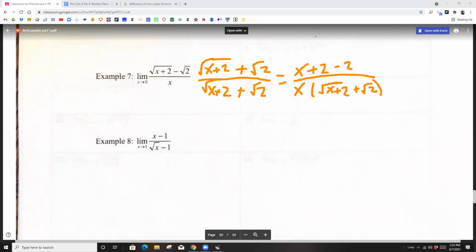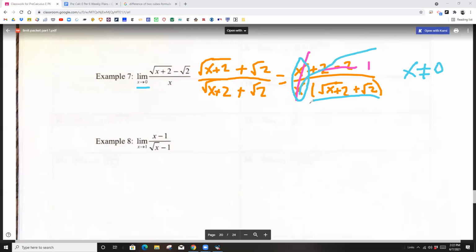All right, and then look what happens. We found the hole by rewriting it this way, because these 2's will cancel out, these x's will cancel out. So we get 1 over root x plus 2 plus root 2. To figure out what the limit is as x approaches 0, we can use this version here. x can't be 0, but again, we're not doing f of 0. We're doing the limit as x approaches 0. And we see that there's a hole because this canceled out.